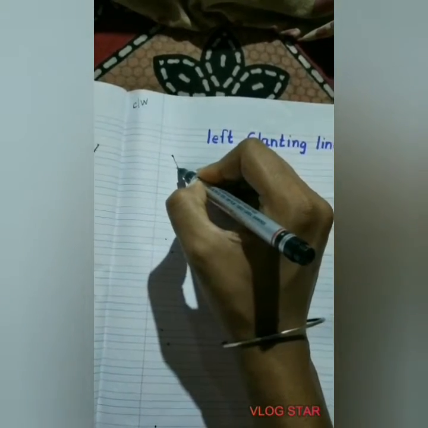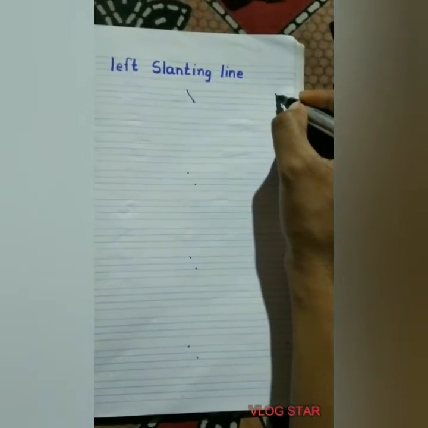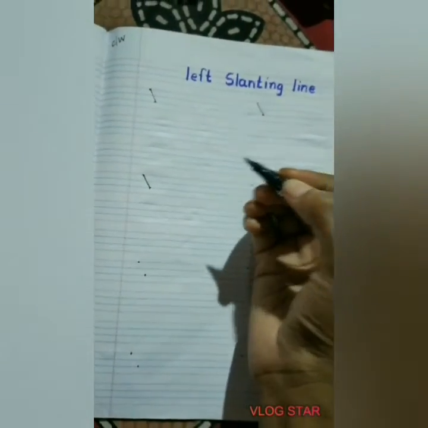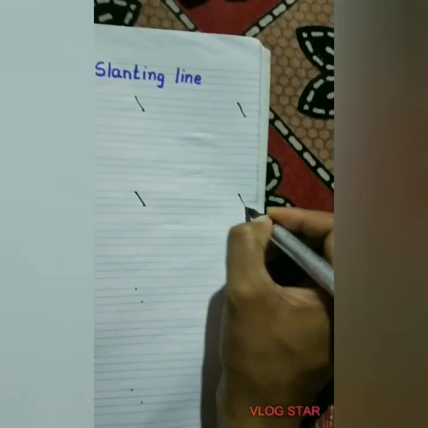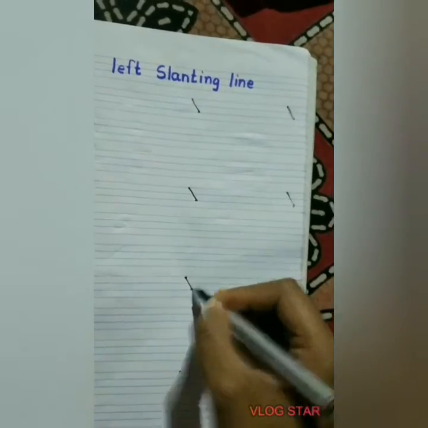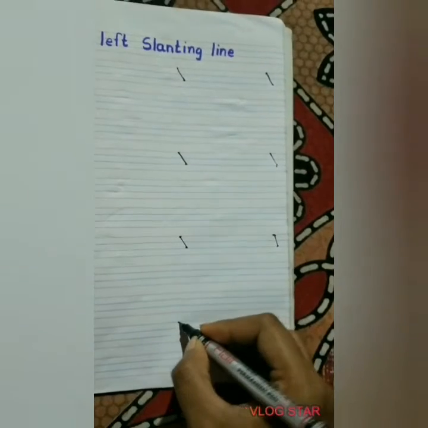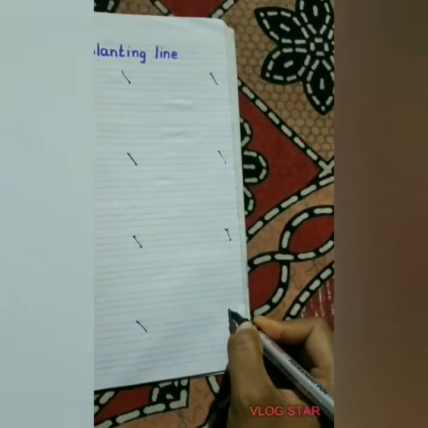Up to down. Up to down. Up to down. Up to down, little bend towards left, up to down. This is called a left slanting line.